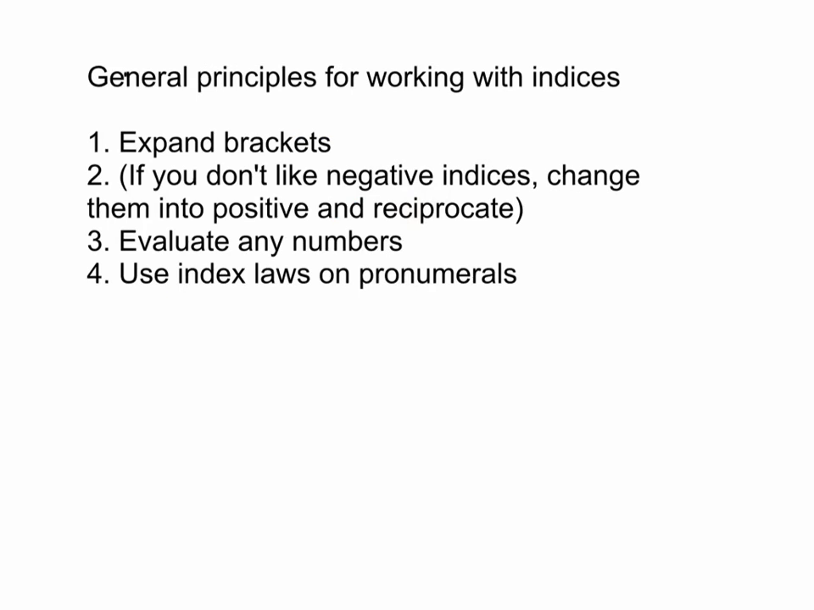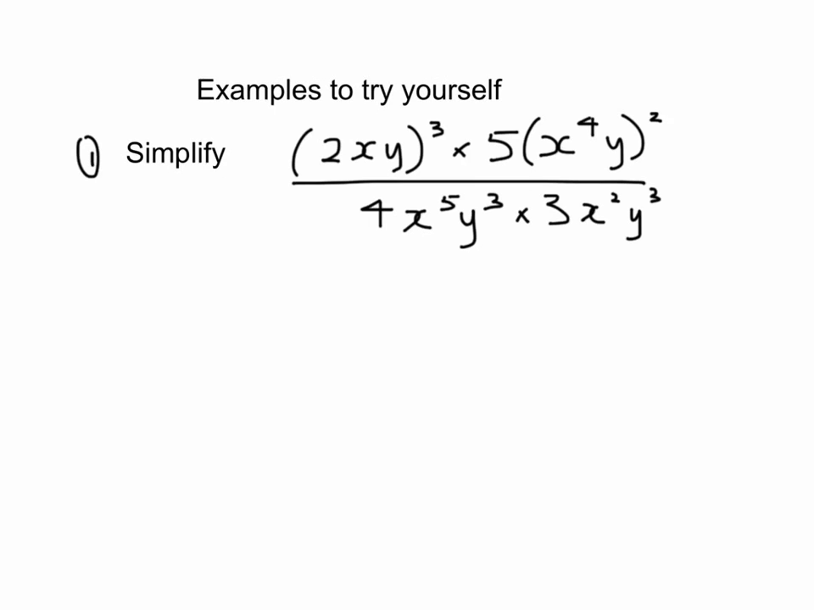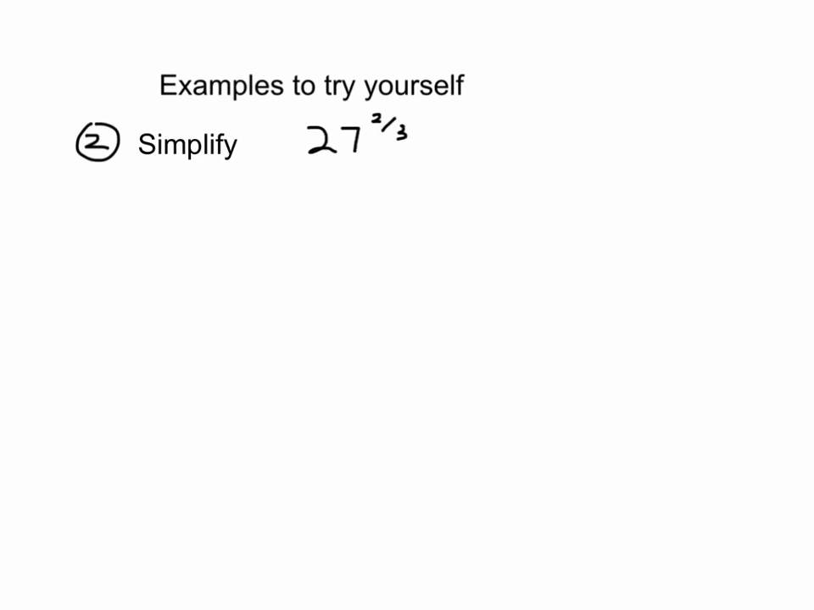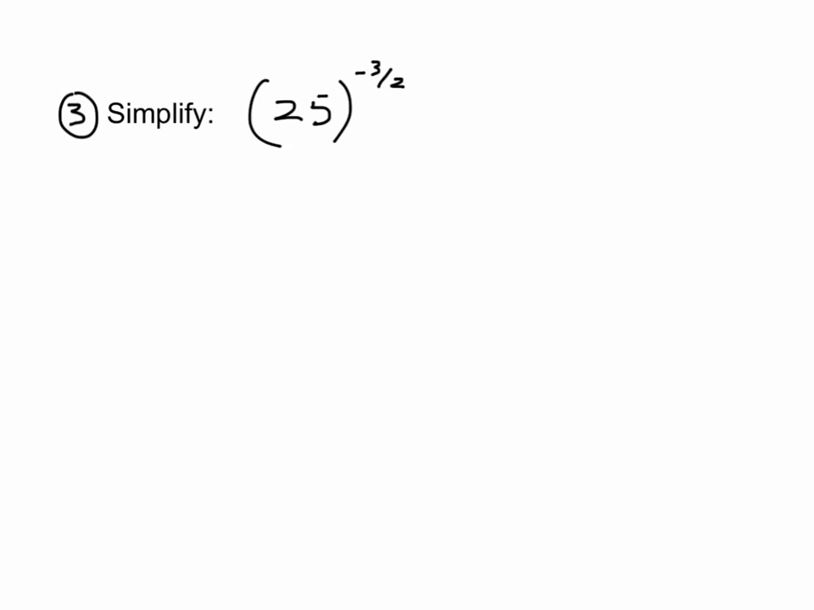Okay, so here's some general principles. You can put that in your notes as well as the first 8 index laws. First, you have to expand the brackets. Second, if you don't like negative indices, change them to positive and reciprocate or flip them over. Third, you evaluate any numbers. Fourth, you use any index laws. You're going to try doing this before we get to class. Here's the first example. Here's the second one. Here's the third one. Okay, so you got the right idea. So if you see the rest of the slides, those are what I'm going to go through.